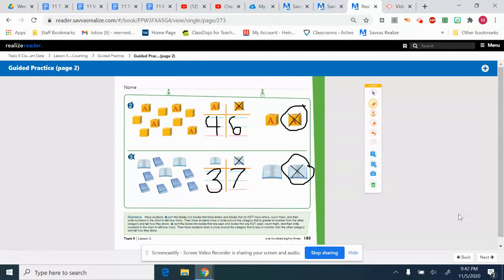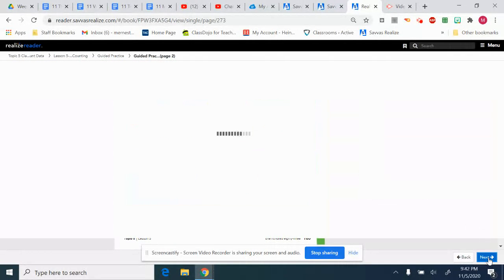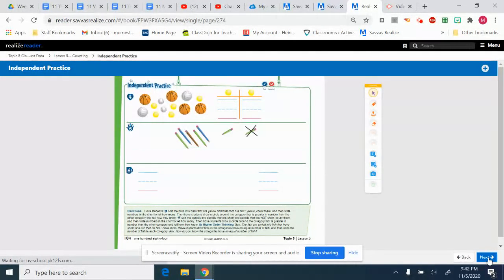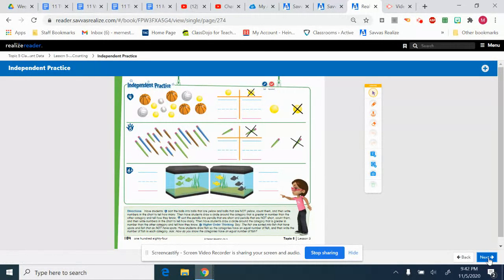All right, I'll go over the directions on the next page, and then you can do it on your own. This is going to look very, very similar to what we did before. You're going to count the yellow balls and the not yellow balls. Circle the group that is greater. Count the green pencils and then count the ones that are not green. Which group is greater? Remember, we're just going to always circle the greater group.